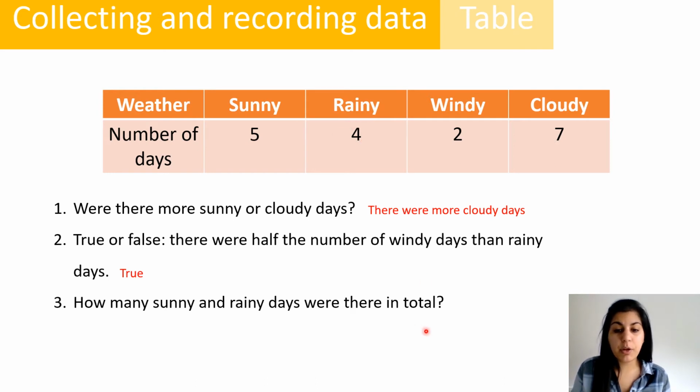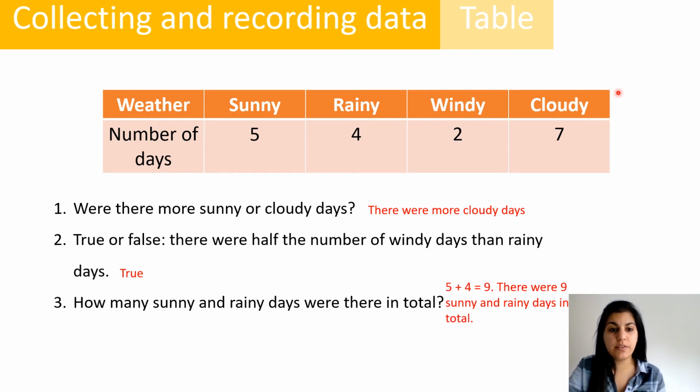My vocabulary, my question is asking me in total. That tells me that I need to add. 5 plus 4 is 9. So there were 9 sunny and rainy days in total.